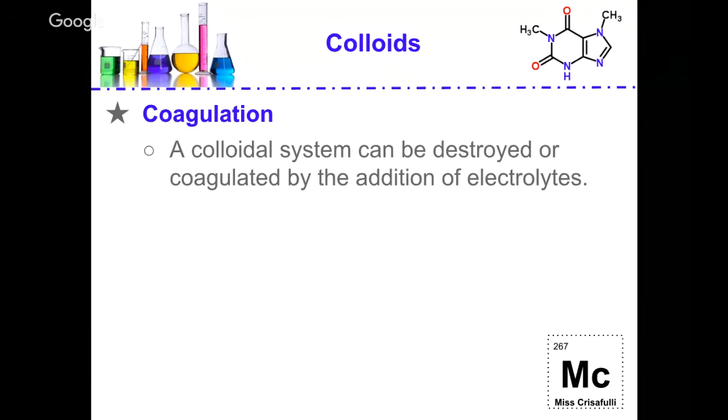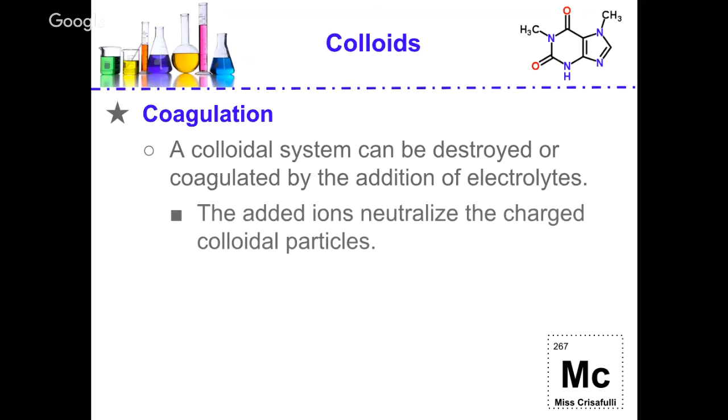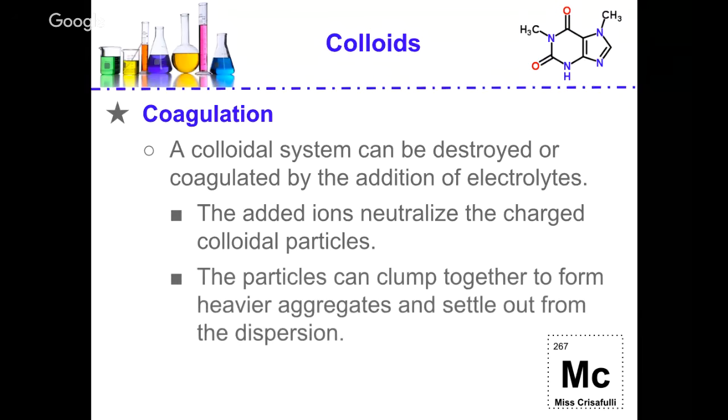A colloidal system can be destroyed or coagulated by the addition of electrolytes. The added ions neutralize the charge in colloidal particles. The particles can clump together to form heavier aggregates and settle out from the dispersion.